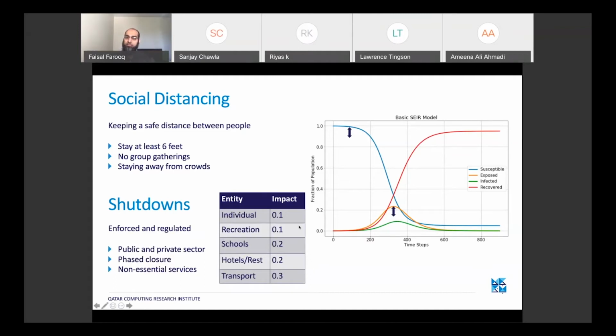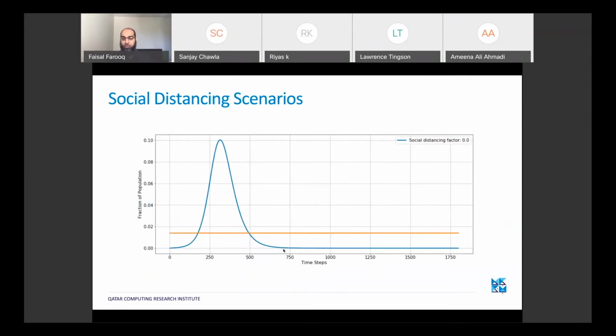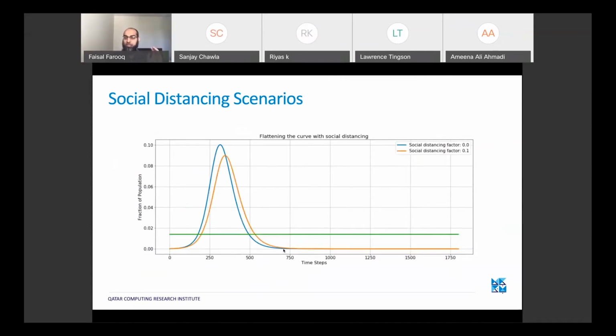So we'll talk about something called a social distancing factor, which basically means that if we do social distancing at an individual level, think of we're reducing our social contact by 10%. Similarly, if parks and other recreation are closed, another 10%. Schools are closed, maybe 20%, and so on and so forth. I ran a simulation on how this would pan out. So this is the scenario where we had no social distancing. Let's say we now close down all the recreation parks, and it will bring down the curve, and we have now started flattening the curve.